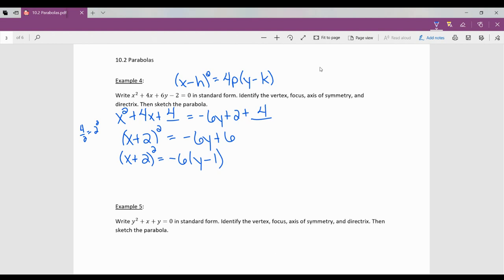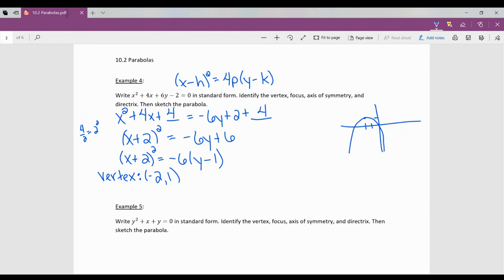So I can note that this is going to be a parabola that is opening vertically. Because it's a negative, it's going to be opening down. Okay, so my vertex is negative 2 comma positive 1. So if I were to sketch this, I go negative 2 comma positive 1, and it's opening down because of that negative.